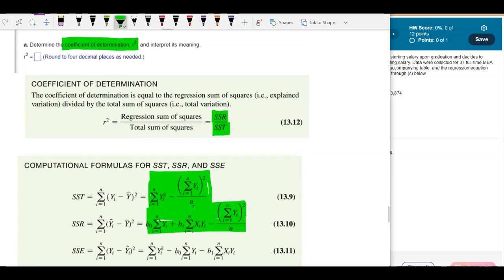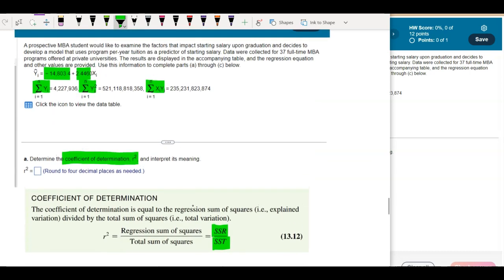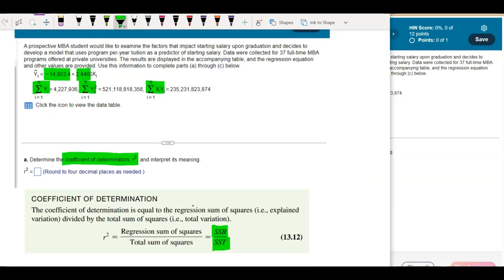Now, if you look at the numbers, they are quite large. So you don't want to use the calculator, you want to use Excel instead. The calculator will give you huge numbers and it will generate an error. Another piece of information that we might need here is n, which is 37. Okay, let's move on to Excel.